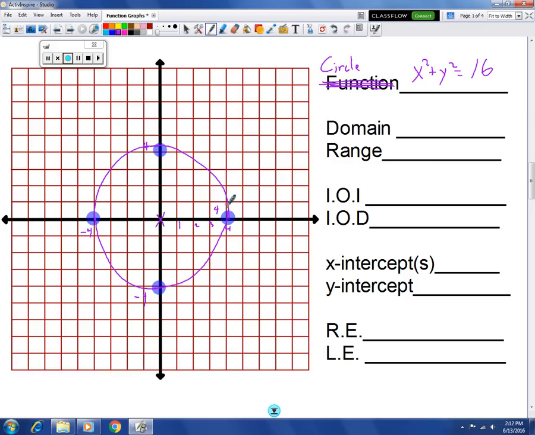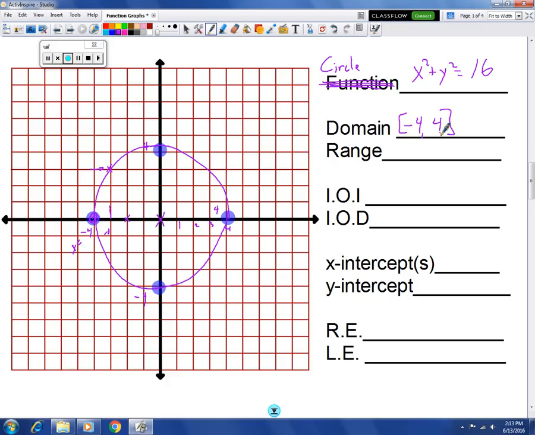What would we write for our domain? Again, keep in mind this is not really a function. We can substitute anything from negative 4 to positive 4. At x equal negative 4, we get an answer of 0. At x equal negative 3, we'll get some point up here somewhere, an answer of some kind. At x equal negative 2. So the domain, we're going to say, is from negative 4 to positive 4.